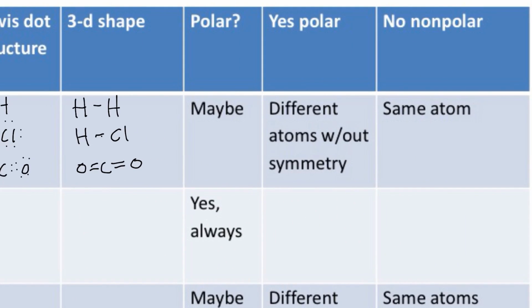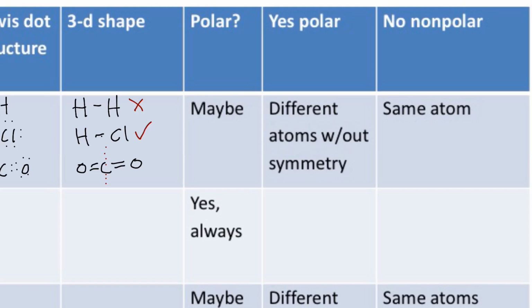So it's polar if there's different atoms without symmetry. So the idea, different atoms without symmetry, that they're not symmetrical, so this one would be polar. It's nonpolar if it's the same atom. So nonpolar, because hydrogen and hydrogen are the same. Now when it comes to carbon dioxide, we have to just look at the idea that it is symmetrical along this axis that we have here, as there's an oxygen on the right and an oxygen on the left.